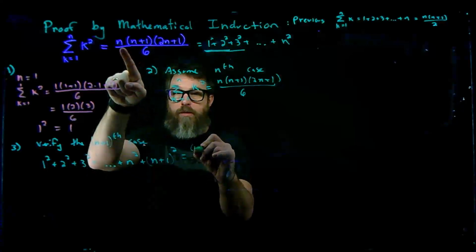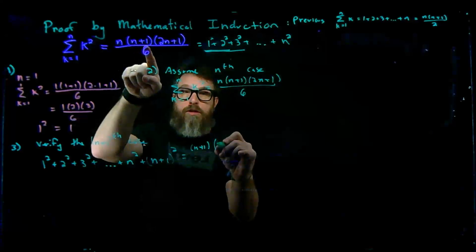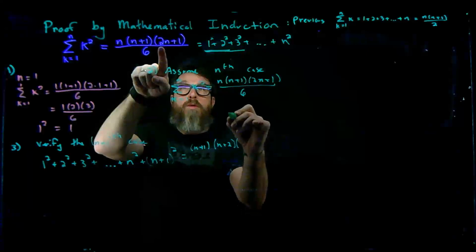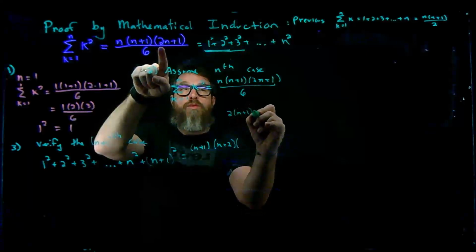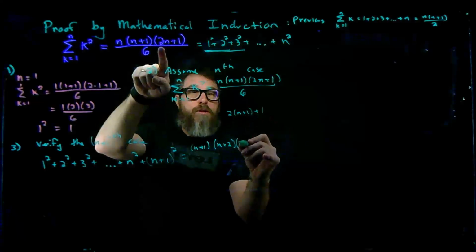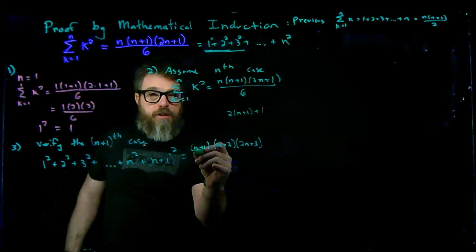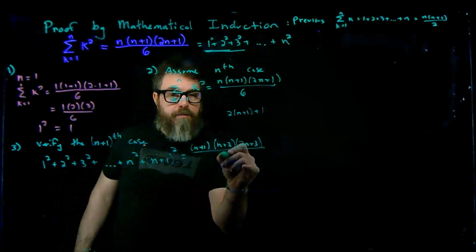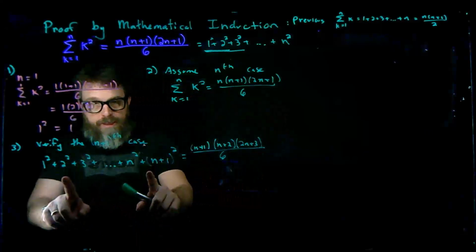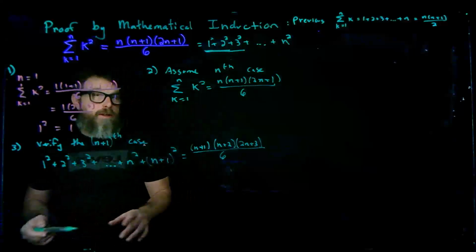So this is going to be n plus 1. This is going to be n plus 1 plus 1, so I'm going to have n plus 2. This is going to be equal to 2 times n plus 1 plus 1, right? So this is going to be 2n plus 2 plus 1, so this is going to become 2n plus 3. And then this is going to be all over 6. I have to essentially verify that this indeed is equal to this. And once that is shown, then we know that it's true.